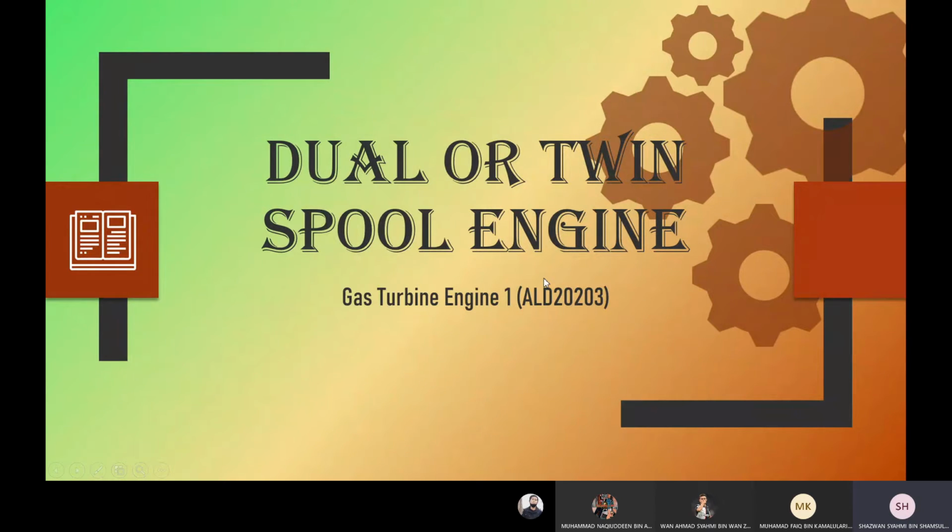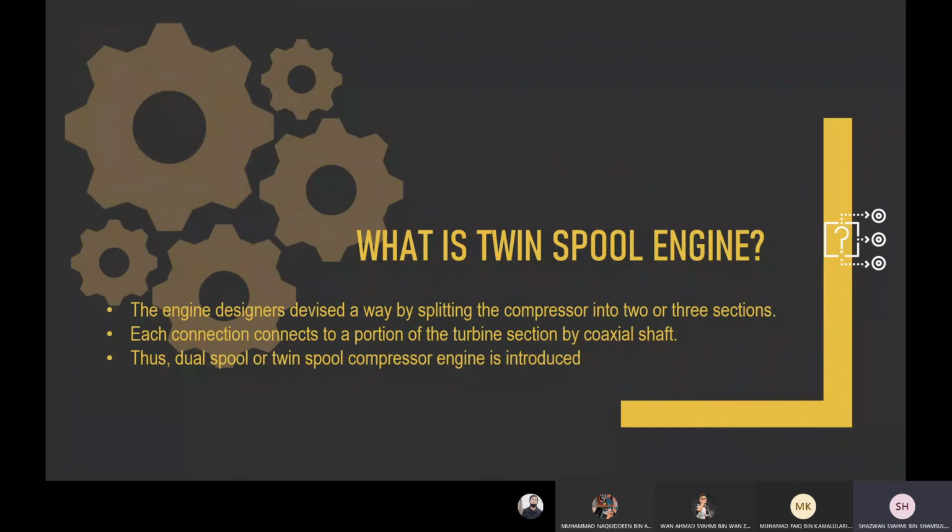What is a twin spool engine? The engine designer devised a way by splitting the compressor into two or three sections. Each section connects to a portion of the turbine section by a coaxial shaft. Thus, the dual spool or twin spool compressor engine was introduced.